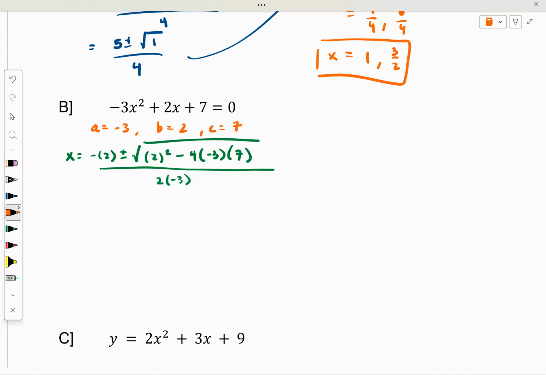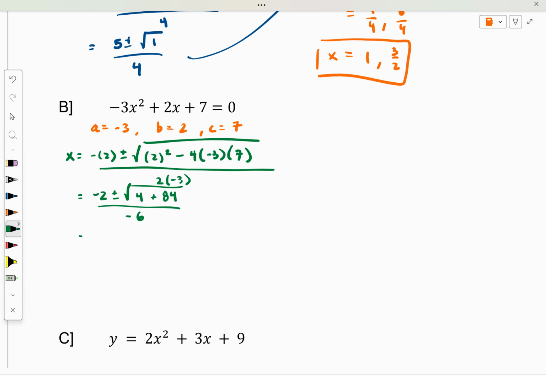So make sure you have it set up right, because if you set it up wrong, then your work will be wrong. But if we keep going now, so on the outside it'll just be negative 2 plus or minus. Now inside the square root it'll be 4. And then now I'll do 4 times negative 3 times 7. That's going to be 84. And it's going to become positive 84 because if you notice here, we have minus a negative, so it's going to become plus now. Then on the bottom, we'll have negative 6.